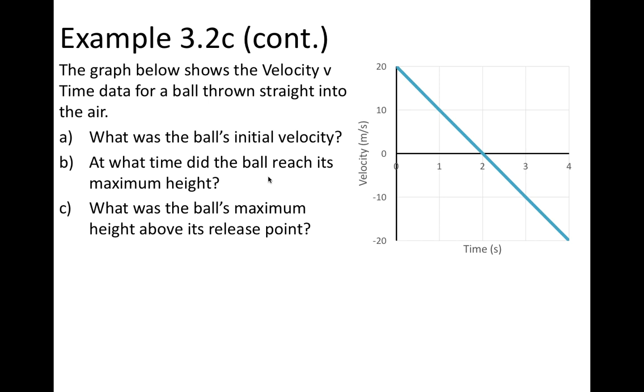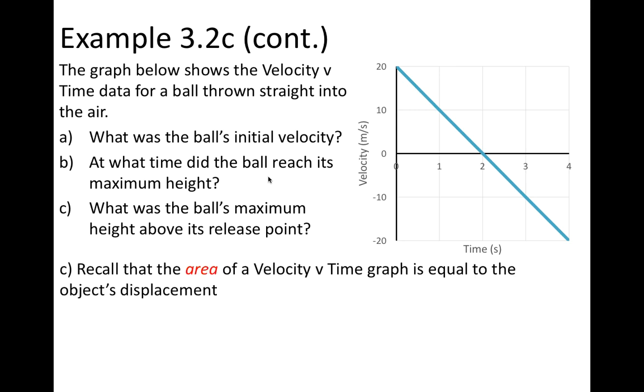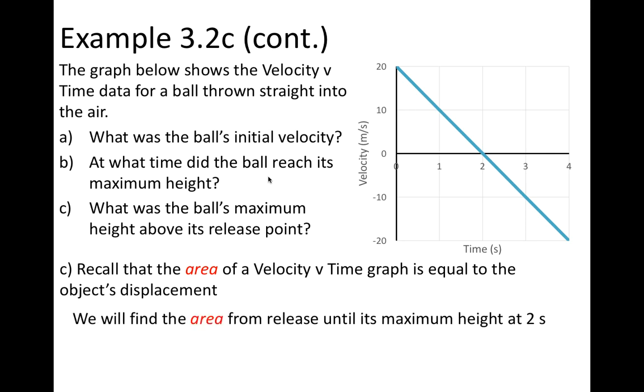Okay, now for part C. Part C wants to know, what is the ball's maximum height above its release point? Well, we need to remember that it reaches its max height where it crosses the horizontal axis at 2 seconds. And so we should also remember that the area of a velocity versus time graph is equal to the object's displacement. So we want to know the displacement from when it was released at 0 seconds until it reached its maximum height at 2 seconds. So we can find that area.